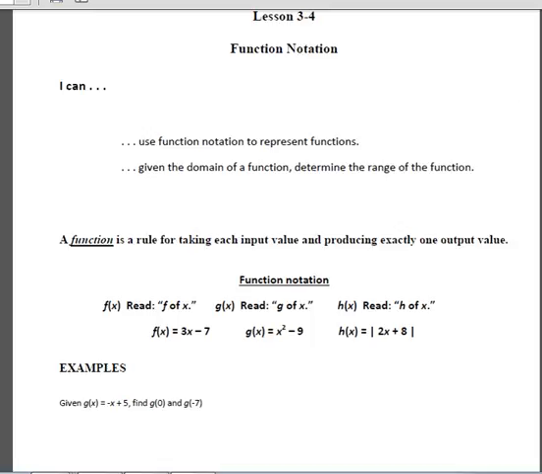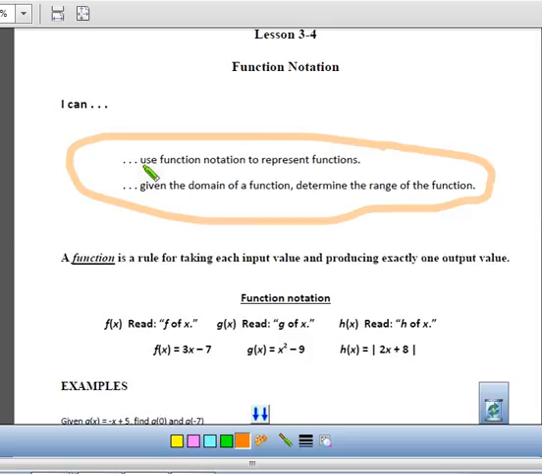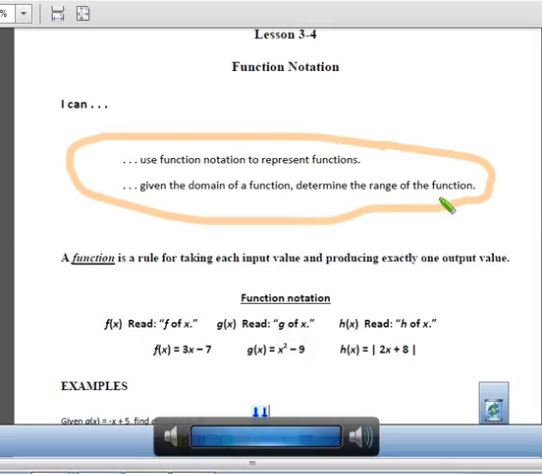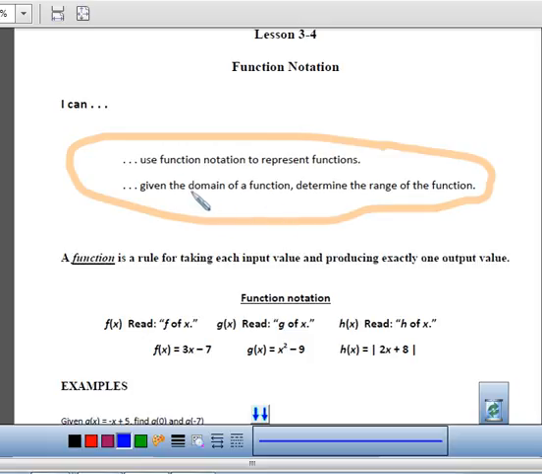Alright, so our targets for this lesson are, we actually have more than one this time. I can use function notation to represent functions, and then I can, given the domain of a function, determine the range of the function. So there are two new words for our vocabulary. We have domain and we have range.